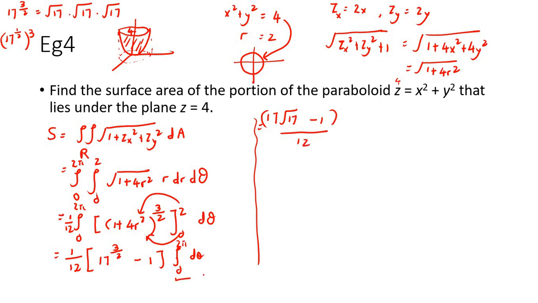This integral you have 2 pi. Simplify here, you have (17 root 17 minus 1) times pi over 6. So this is the fourth example, similar to the third example just now.